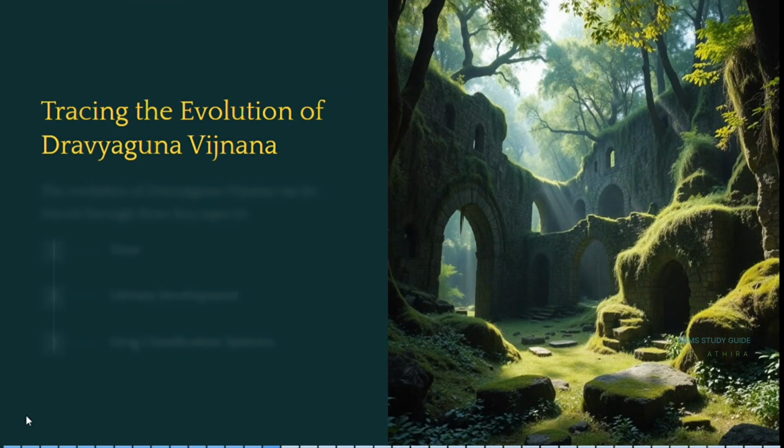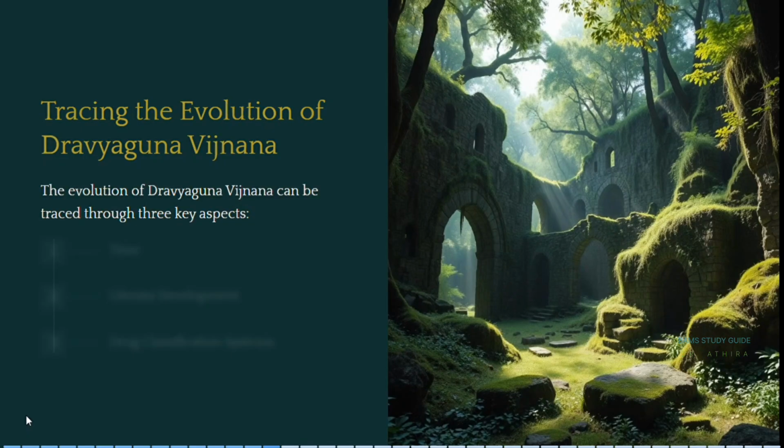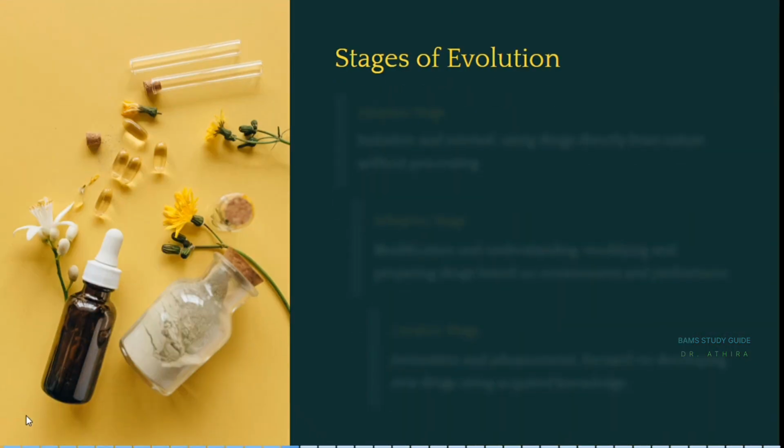Let's trace the evolution of Dravyaguna Vijnana. It can be understood through three key aspects: time, which reflects its development across different periods; literary development, which includes the contribution of classical texts; and drug classification systems, which help in organizing and understanding medicinal substances. Let's understand the stages in the evolution of Dravyaguna Vijnana.